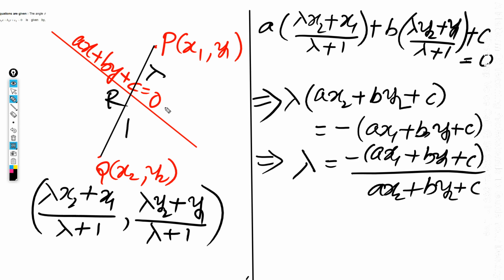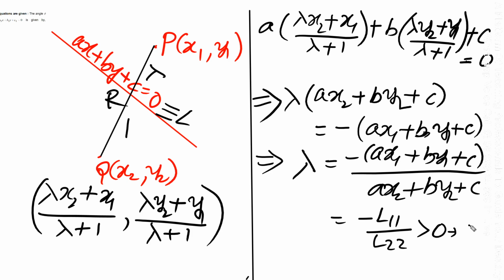The short form of remembering it: substituting x1, y1 in the line equation is said to be L11, and substituting the second point in the line equation is L22. So the formula is minus L11 by L22. This is the final formula. So how to know the position of 2 points with respect to a line? If it is greater than 0, they lie on opposite sides.